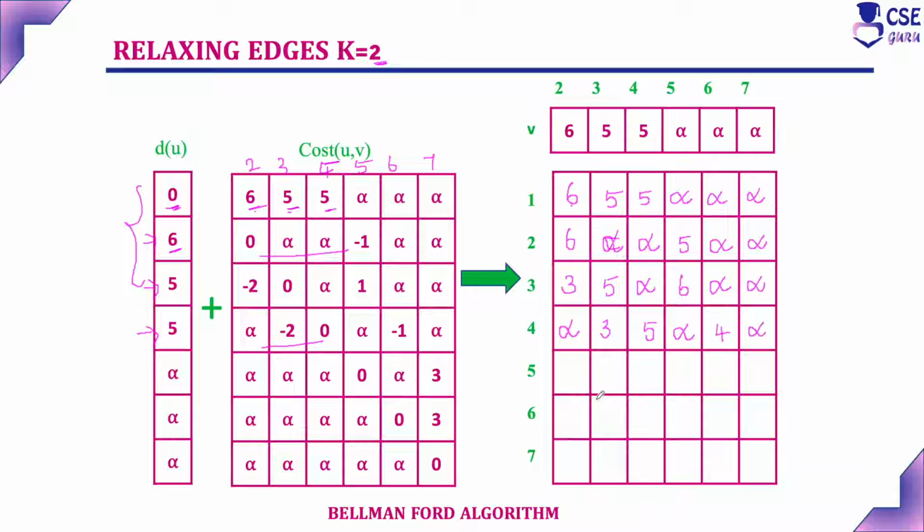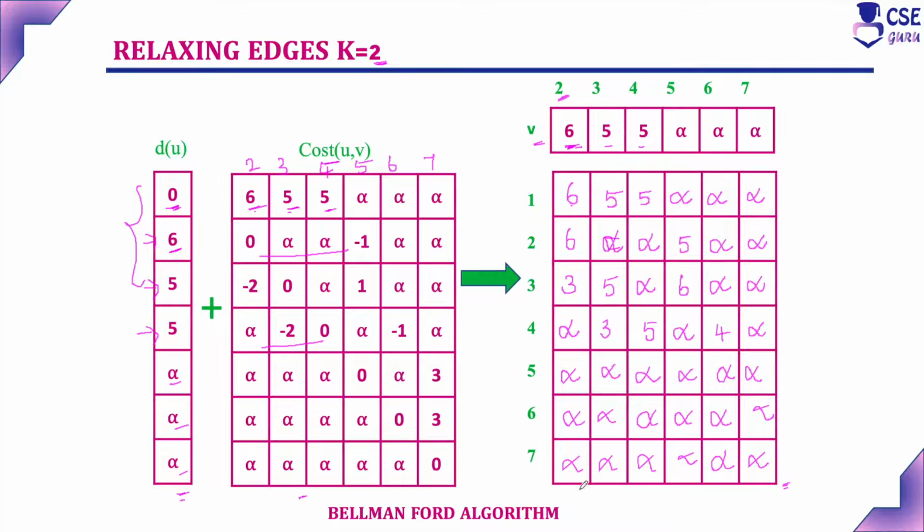Next, with infinite, we will get infinite values only for all these three rows. So all we will get is infinite. So this is the new cost matrix we got by adding the initial distance with the corresponding cost matrix. From these new cost matrix values and the already existing shortest distance value for each vertex, we will consider whichever is minimum.